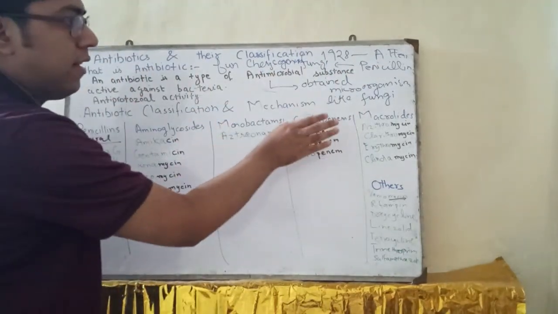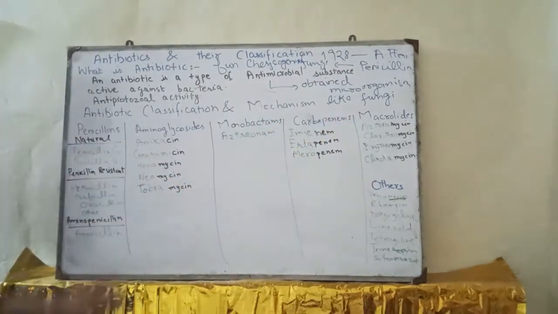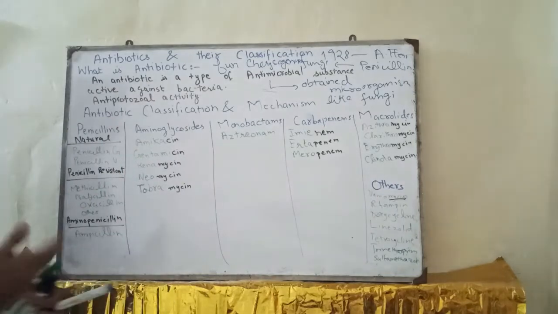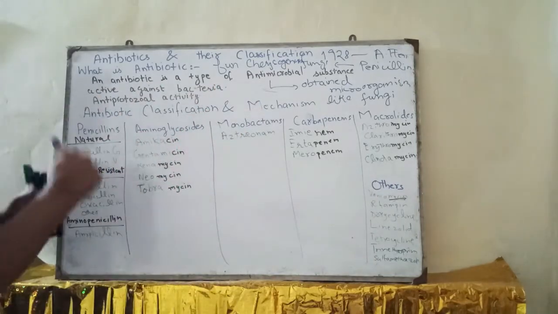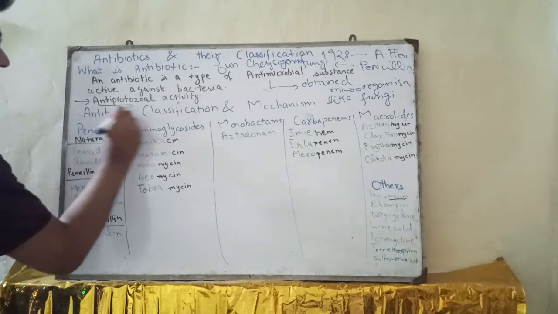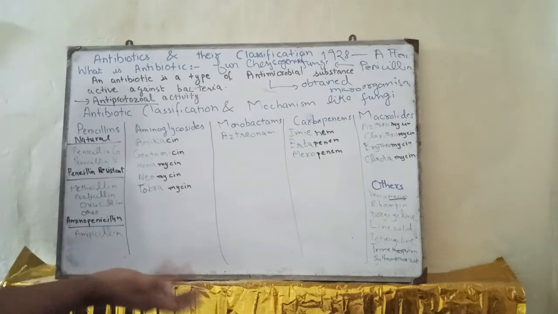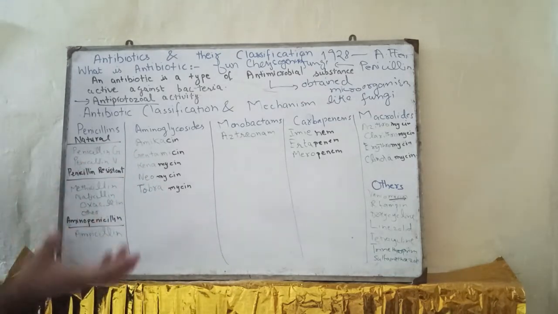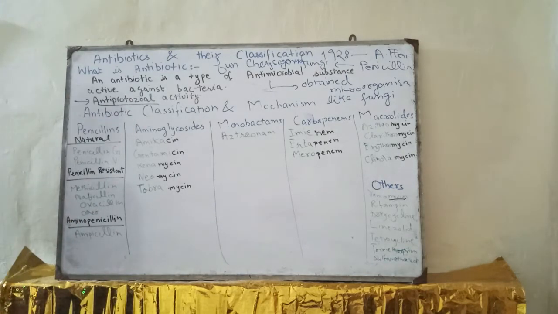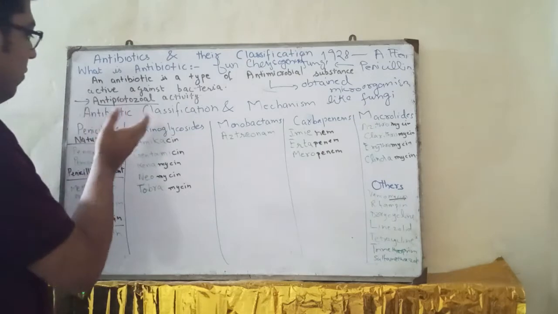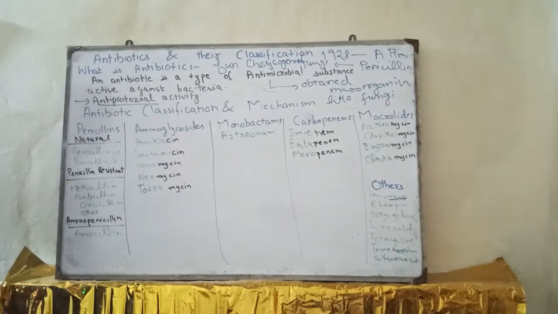So antimicrobial substances are obtained from living organisms, which may be microorganisms like fungi. An antibiotic is a type of antimicrobial substance that is active against bacteria. It also shows antiprotozoal activity, but it is not effective against viral infections like cold and flu. These are viral infections, and an antibiotic cannot treat them. Now we come to antibiotic classification and mechanism.